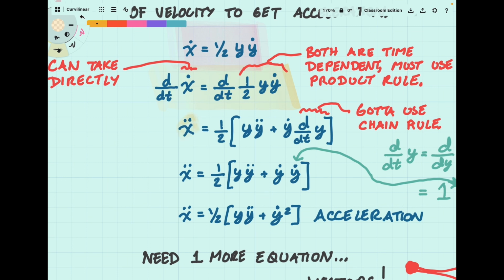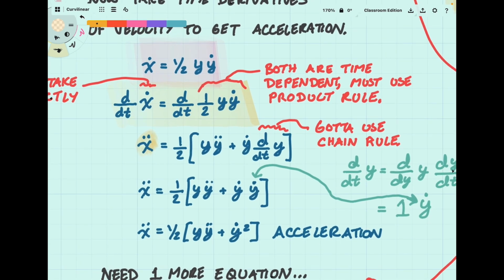The derivative of basically velocity would be acceleration, so x double dot in this notation. On the right-hand side, we've got y, which is time dependent, but has no time expression in it yet. And we've got y dot, which is time dependent, but does have a y expression. So we've got basically two functions there, y and y dot. They're separate functions, but they're both time dependent.